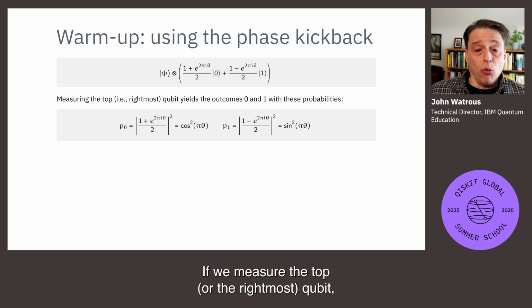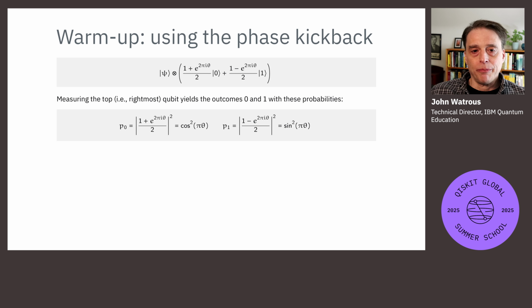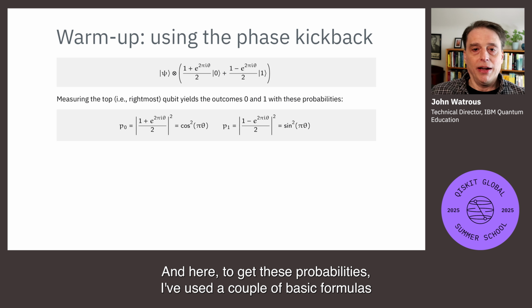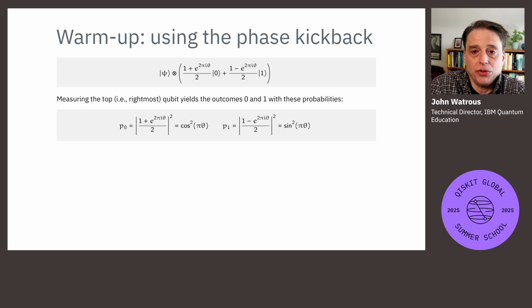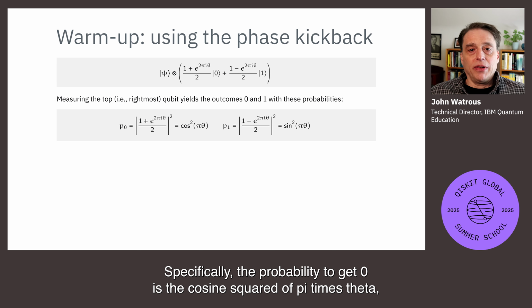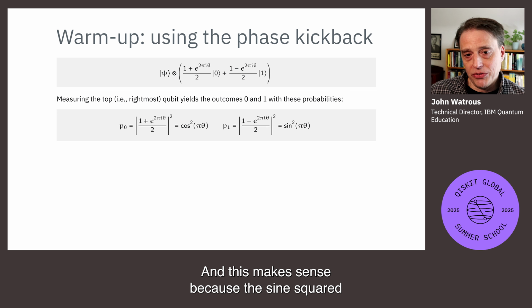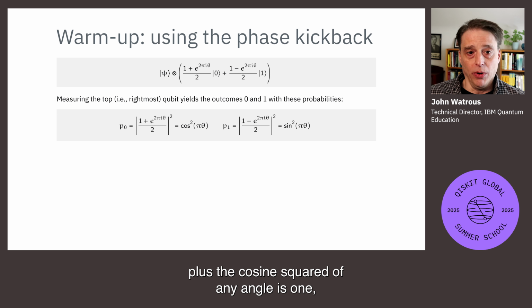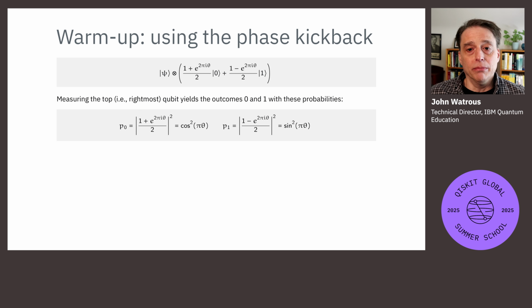And now we'll focus in on this state to see what we learn about theta by measuring. If we measure the top, or the rightmost, qubit, these are the probabilities we get for the two outcomes. To get these probabilities, I've used a couple of basic formulas that relate sines and cosines to complex exponentials, just to express them in terms of sines and cosines. Specifically, the probability to get 0 is the cosine squared of pi times theta, and the probability to get 1 is the sine squared of the same angle. And this makes sense because the sine squared plus the cosine squared of any angle is 1, so our probabilities sum to 1 as we expect them to.